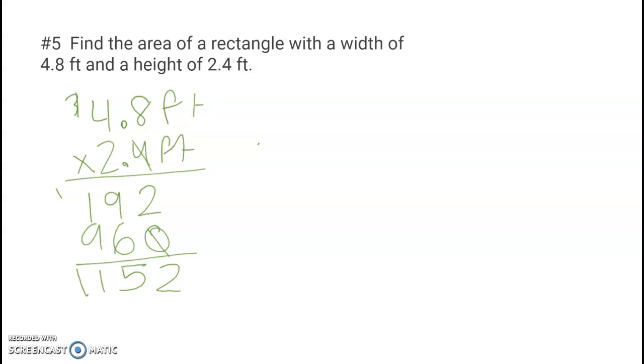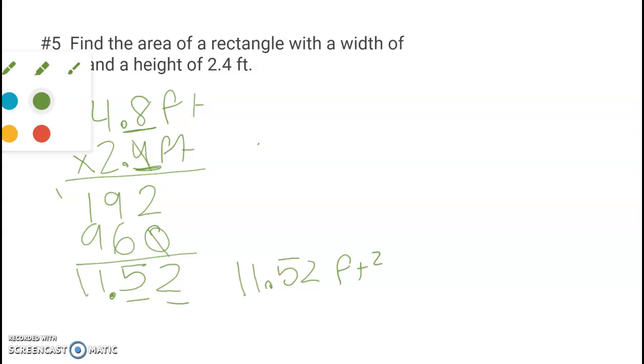I have 1152. Now I need to look at where I put my decimal, and I had one digit behind my decimal in the first factor, and then another one in the second factor, so 2 digits are behind the decimal total. I always start from the right hand side to place that decimal, so my answer is 11.52 feet squared.